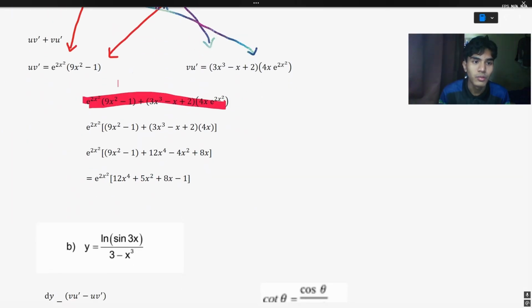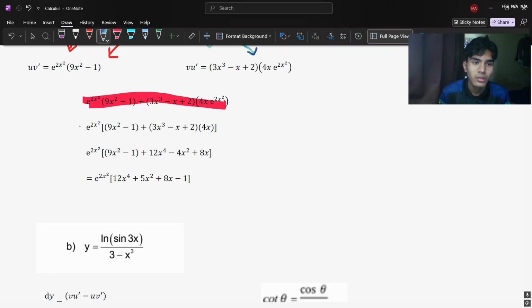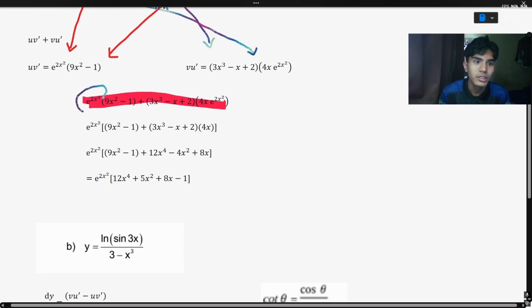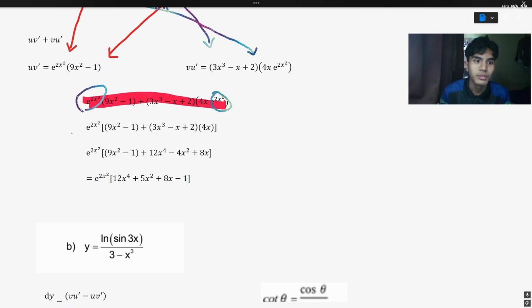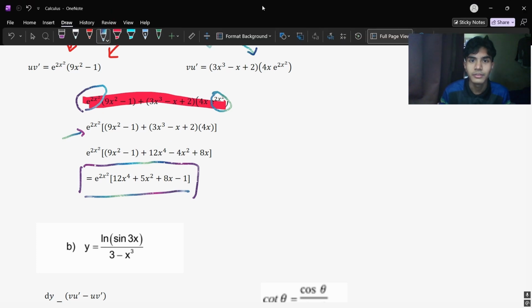As you can see, both sides have e to the power of 2x squared. So we can actually factorize them and put the e to the power of 2x squared outside. So the e is out of the way, so we can ignore that first. We can now just expand the insides, which only has x, and after expanding all of it, we'll get this final answer. Yeah, that's about it for the first question.